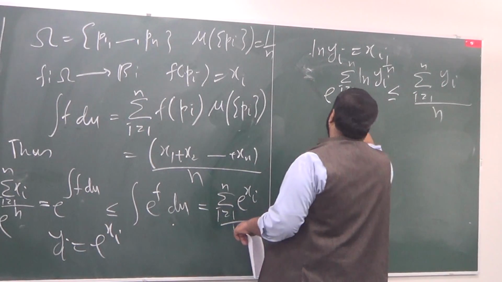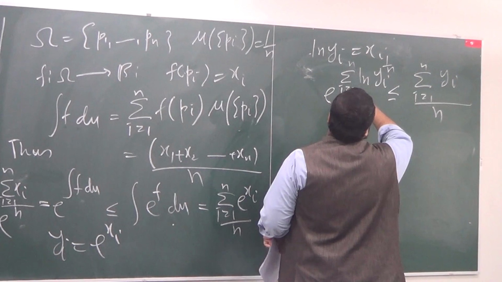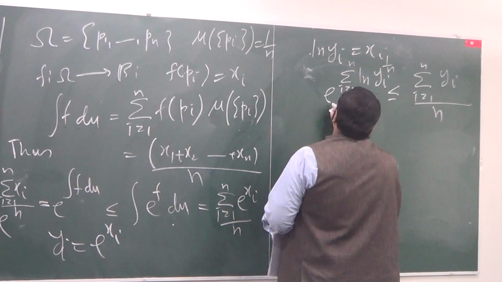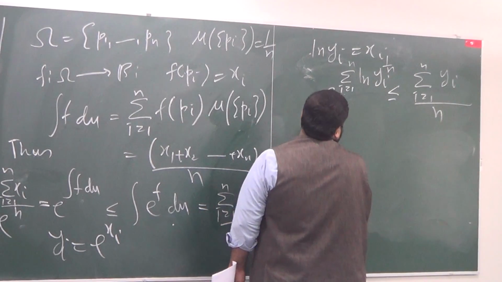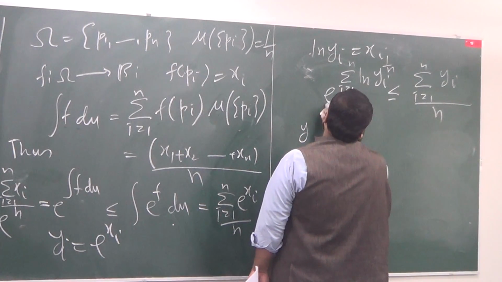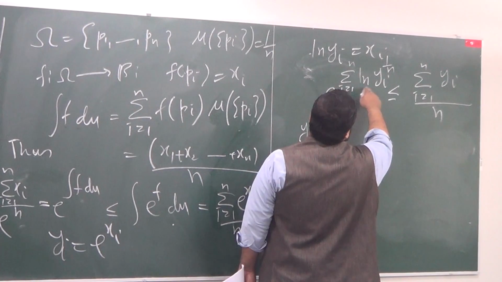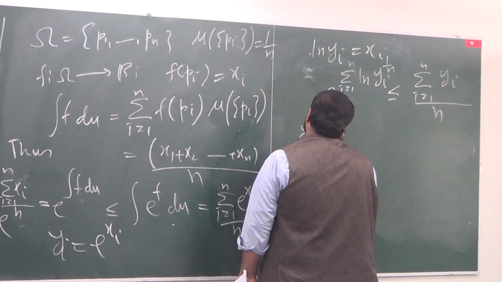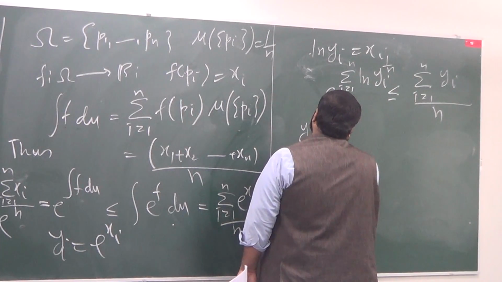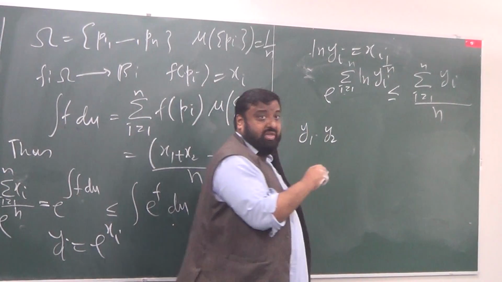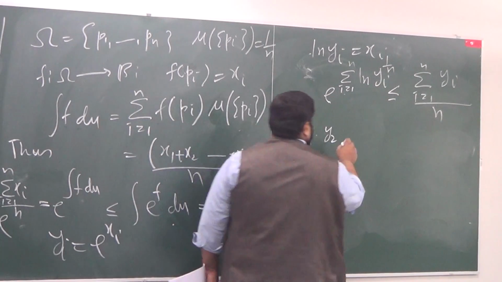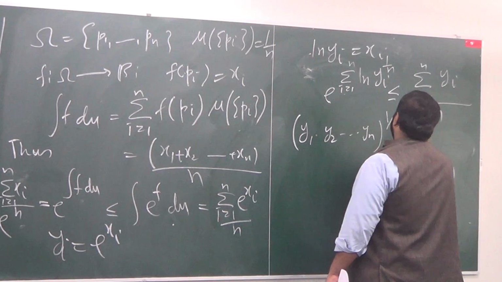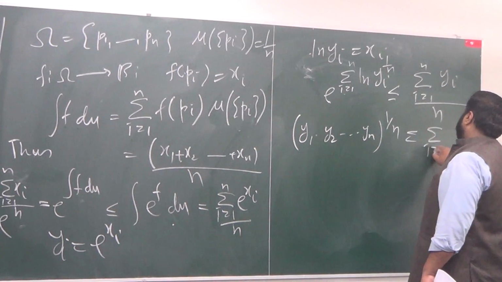And then this would be the product, basically. The product will turn into e to the log of y_i to the n, so e and log will go away. So you're going to have y1 times y2 up to yn, and the nth root of this is less than or equal to the sum from i equals 1 to n.